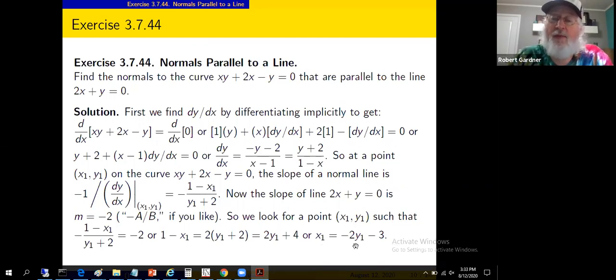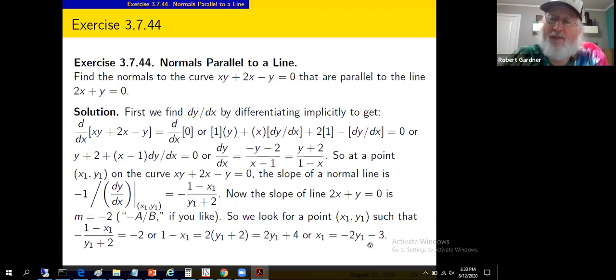So there's x1 in terms of y1. But I need both of them. I need x1 and y1. That information we got from the slope information, the normal to the curve stuff. This point x1, y1, talking a normal to the curve, will have to also be a point on the curve, xy plus 2x minus y equals 0. And we haven't used that information about x1, y1 yet. The x1, y1 we used in connection with a slope, not in connection with the fact that this is a point on the curve.